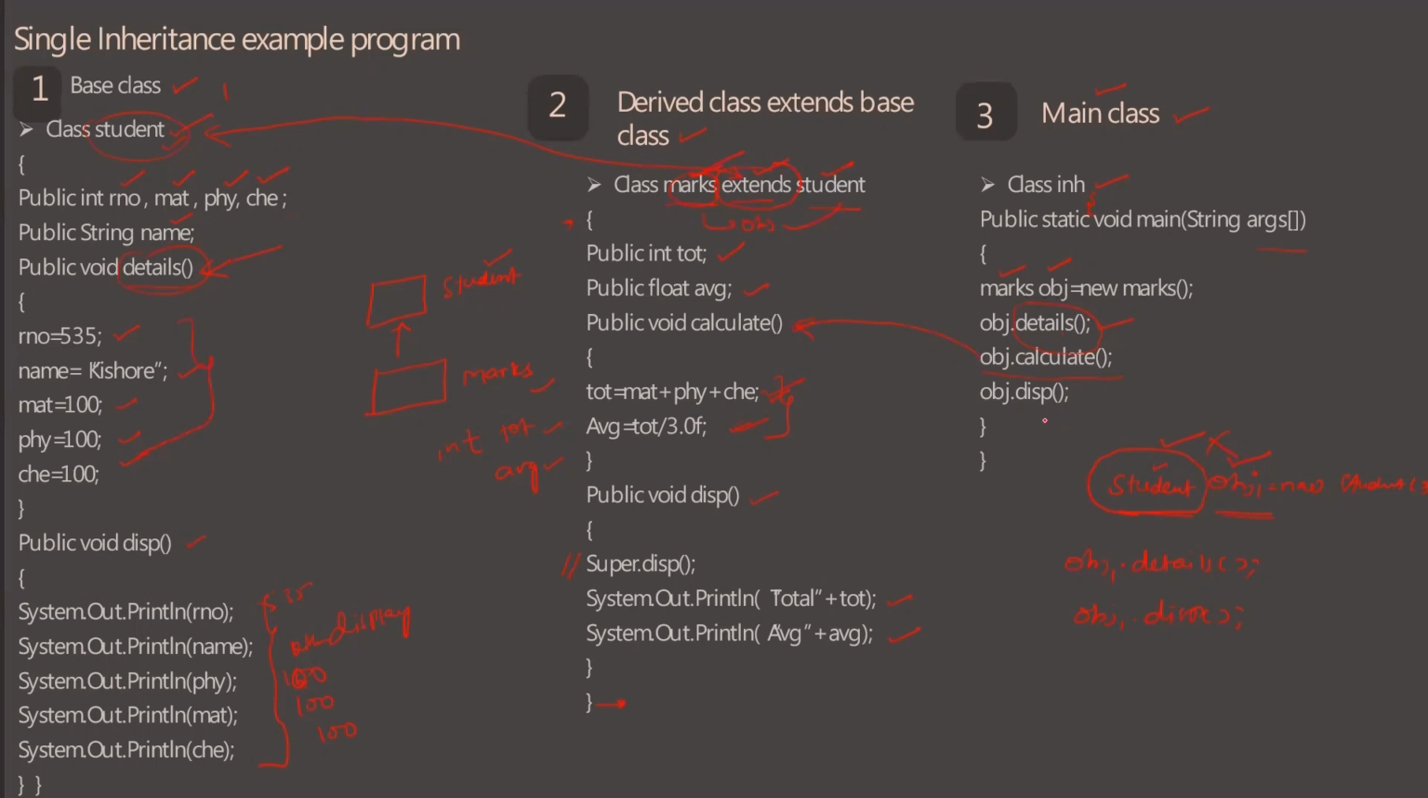Total and average, it's going to calculate. Now, very, very important. Just see here. When I say obj.display, this is very important. You have display method here. Is it point clear? In the same way, you have display method here also.